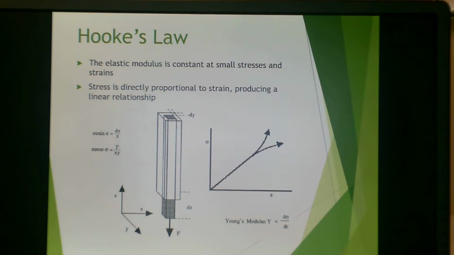So here we see another schematic of Hooke's law. The elastic modulus is constant at small stresses and strains, and the stress is directly proportional to strain, producing a linear relationship as you see here. Sigma equals the modulus times the strain. Linear relationship.